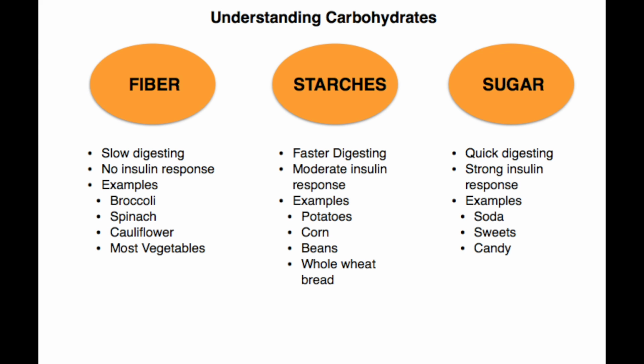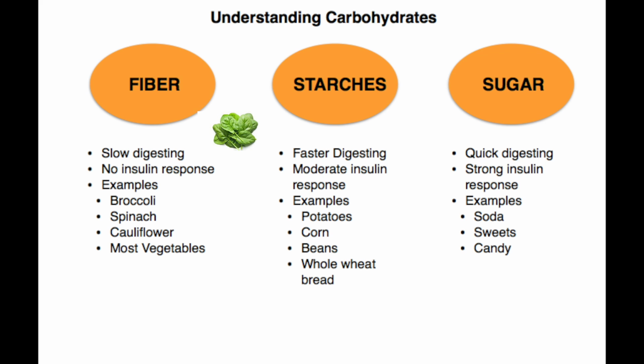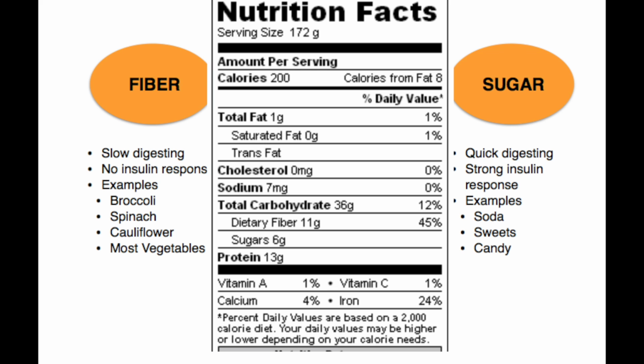We'll talk about that. Some examples would be most vegetables, really: broccoli, spinach, cauliflower, really anything that's not a starchy type of vegetable like corn. You also will see fiber identified on a label. So how much of something is fiber will be identified for you, usually right under carbohydrates on a label.